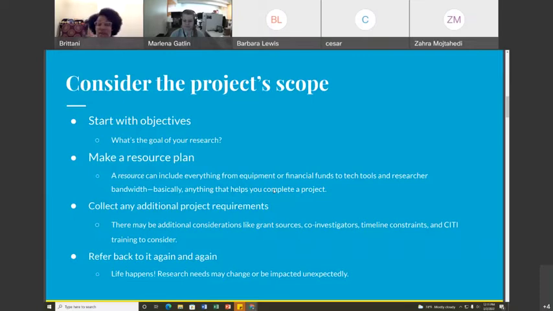In addition to that, you'll want to make a resource plan. A resource is literally anything that will be involved in your project, from equipment or financial funds to tech tools, researcher bandwidth, basically anything that helps you complete a project. I'm sure a lot of you know this, but the reason to consider it as you design a study or explore an area of research is that the resources might help you determine the data type.